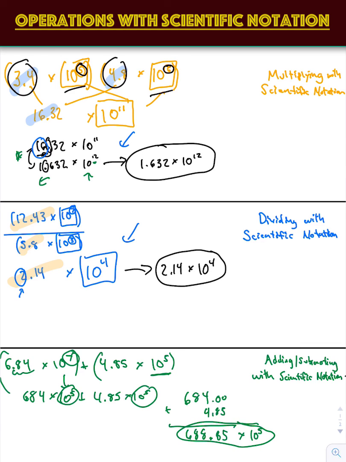If I were to subtract using scientific notation, I would follow the exact same method. The easiest way, again, to do this, rather than bringing the smaller exponent up, is to bring the larger exponent down.